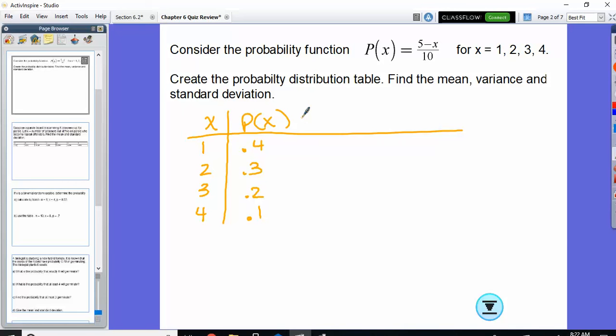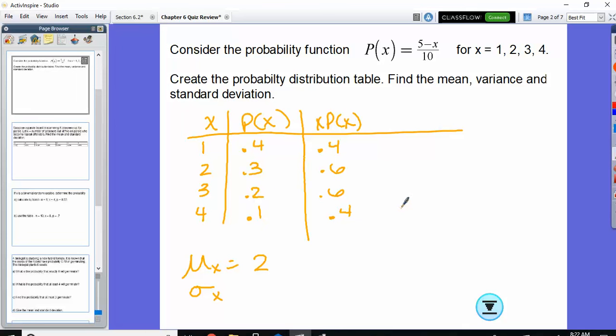Then, look at your formula sheet real quick. The very first thing under chapter 6 is the mean, or it might also be called expected value, is the sum of x times p of x. So we need our x, p of x. So 1 times 0.4 is 0.4. 2 times 0.3 is 0.6. 3 times 0.2 is 0.6. 4 times 0.1 is 0.4. So the mean, you just add up all of those and you get 2. Everybody understand how I got that?